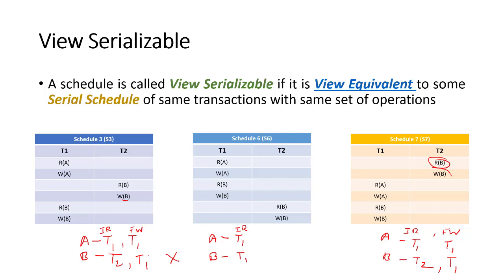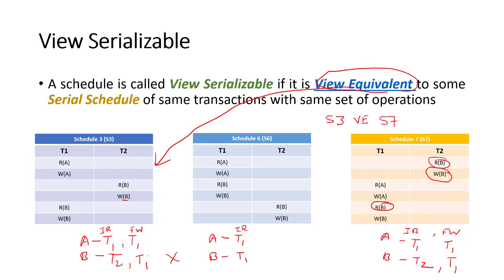Similarly here also, the data item B written by T2 is read by T1. So that condition is also satisfied. So we can say that schedule 3 is view equivalent to schedule 7. As S7 is a serial schedule, we can finally conclude that schedule 3 is a view serializable schedule.